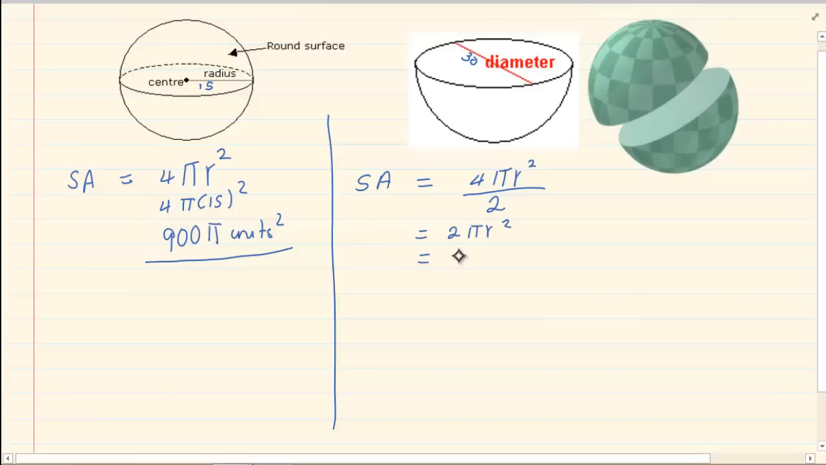This would give me 2 pi, and my r is 15 squared, which is equal to 450 pi units. But when you cut a hemisphere, you still have this area. Now what shape is that? If you look, this is a circle. So a hemisphere has another surface area.